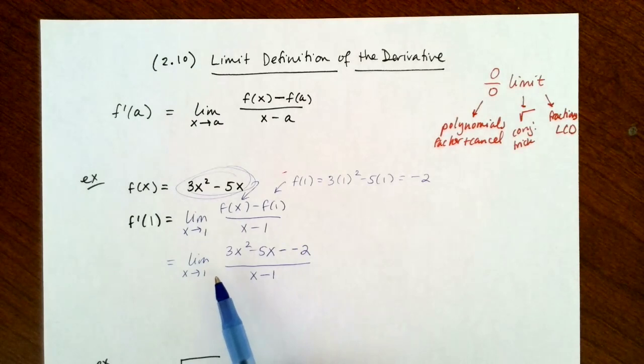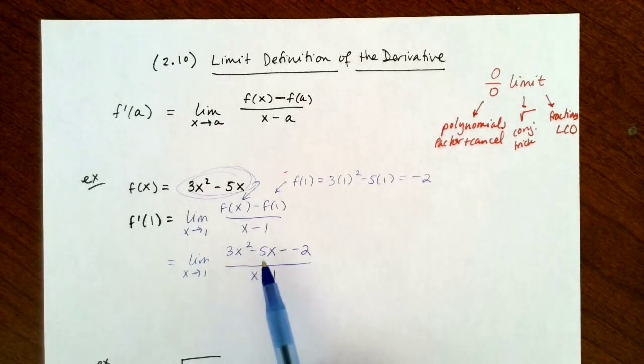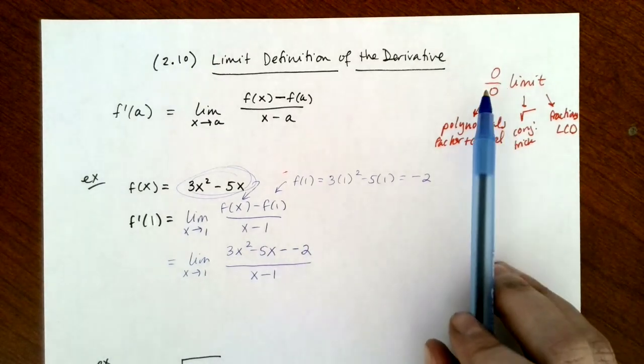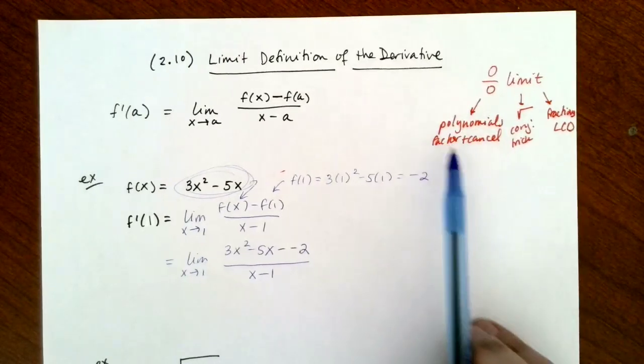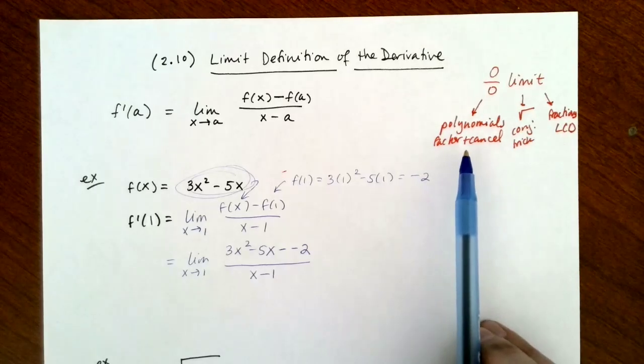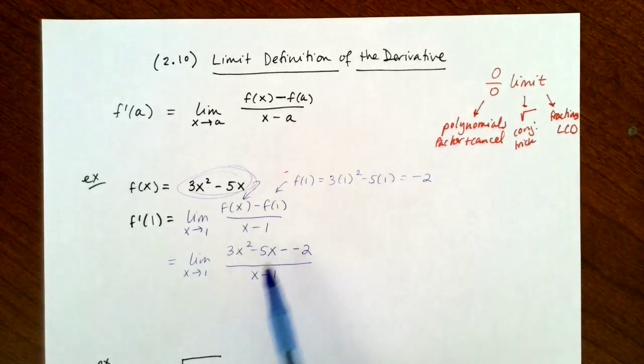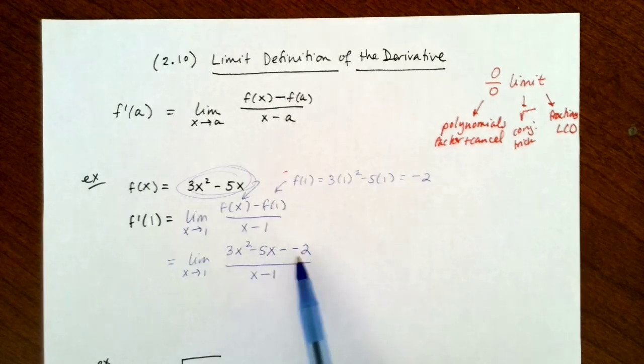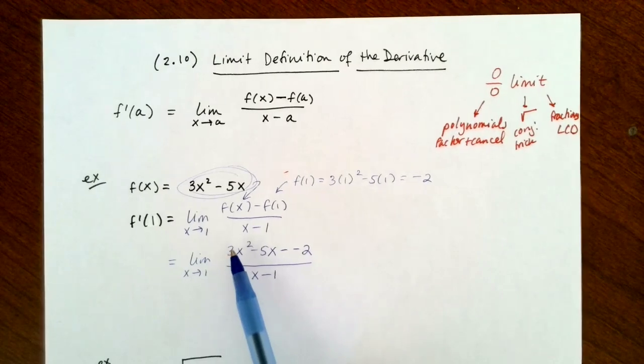So if we try to plug in 1, on the bottom, of course, we get 0, and on the top, we get 3 minus 5 plus 2, which is also 0. So we say, okay, it's a 0 over 0 limit, and what I'm looking at is polynomials. So I need to factor and cancel. So I need to factor 3x squared minus 5x plus 2. And because of that coefficient of 3, I'm going to do factor by grouping.